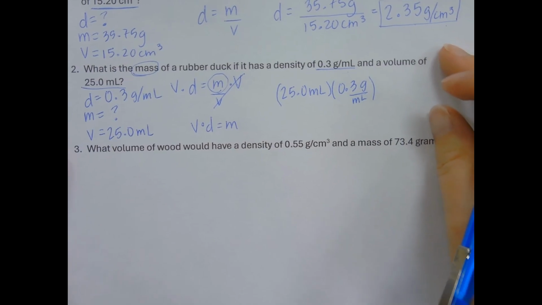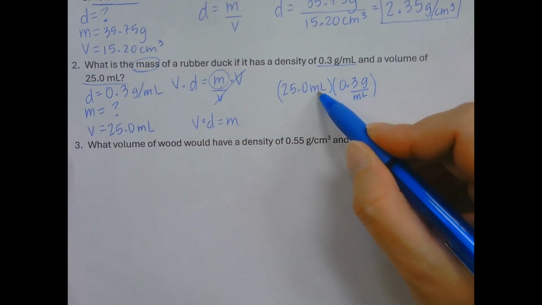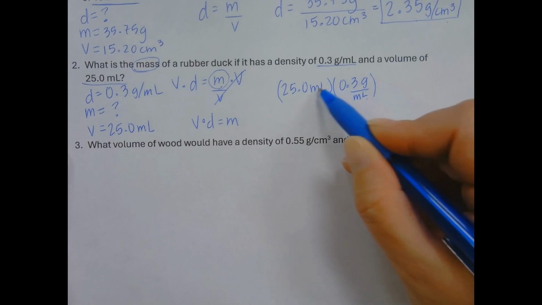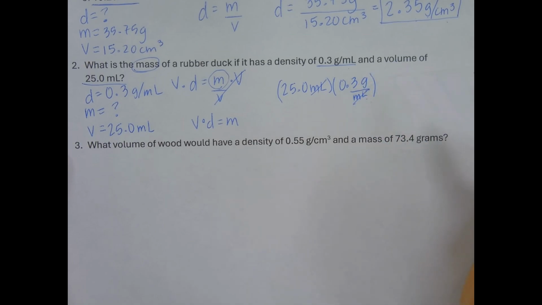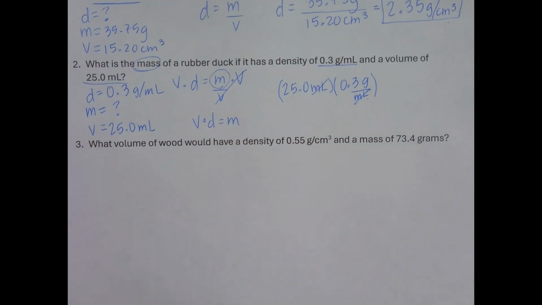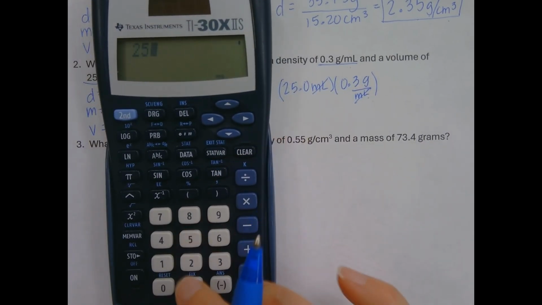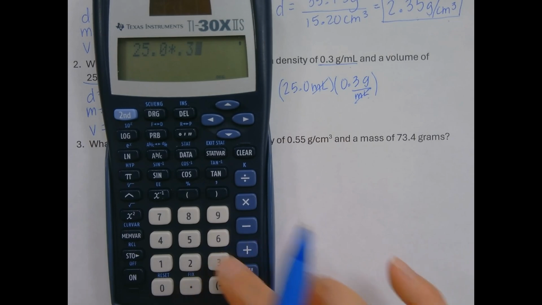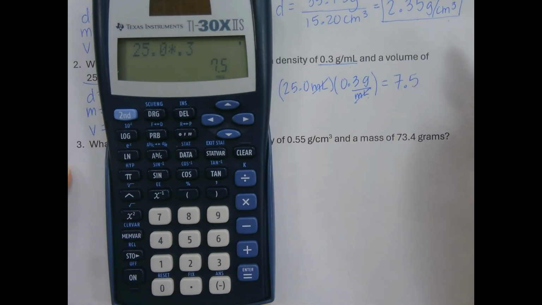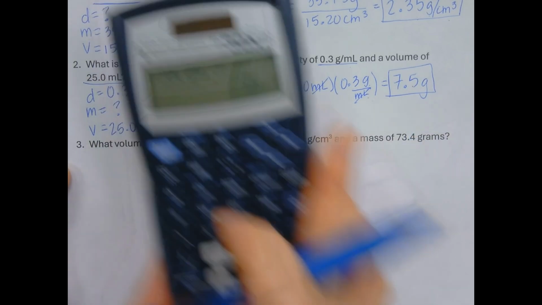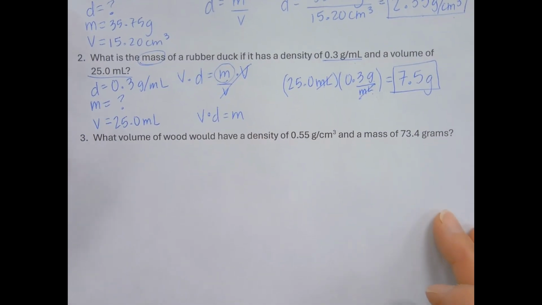Okay, now before we solve, let's talk about the units. Milliliters over milliliters, like a numerator and a denominator, will cancel. And your answer is left in grams, which is what you're looking for, considering you're looking for mass. So now I can plug this in my calculator. 25.0 times 0.3 equals 7.5. And my units, the only ones left that I didn't cancel, are grams. That is my answer, 7.5 grams. Okay, let's look at one more example.